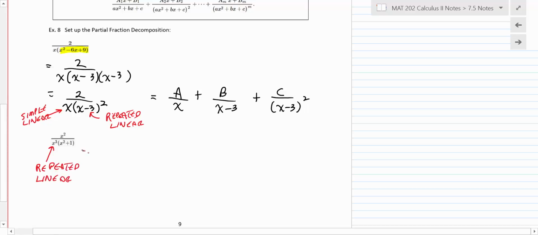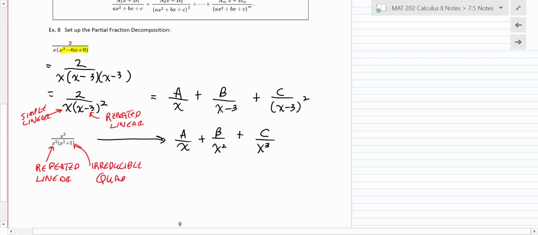What do you call the x squared plus 1? That's an irreducible quadratic, right? Because it does not factor. So we have a certain way that you set this up. The way you would set this up is like this. You would say a over x, right? Then what? It's repeated, so what do you do? B over x squared, then what?